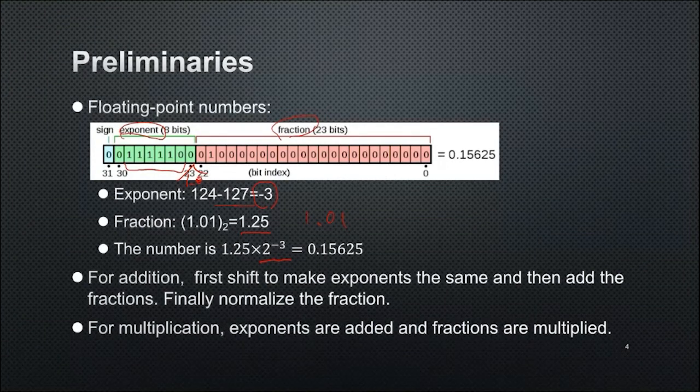And when we add two floating point numbers, we have to first shift the numbers so that the exponents are the same, and then we add the fraction part. And finally, we may need to normalize it back. And for multiplication, the exponent parts are added and the fractional parts are multiplied.